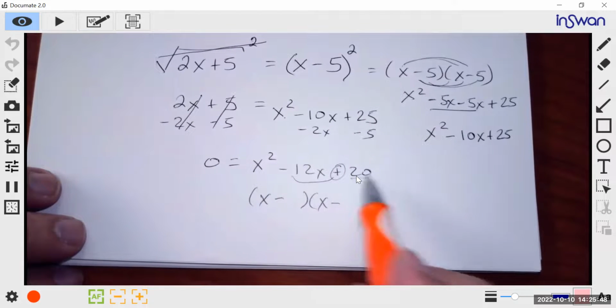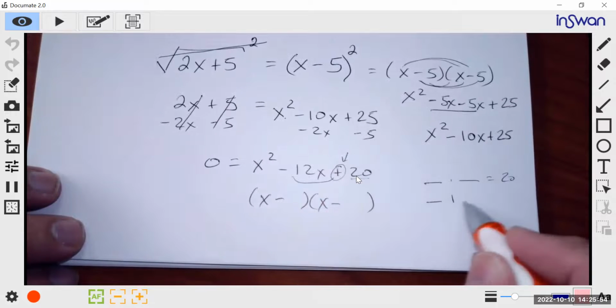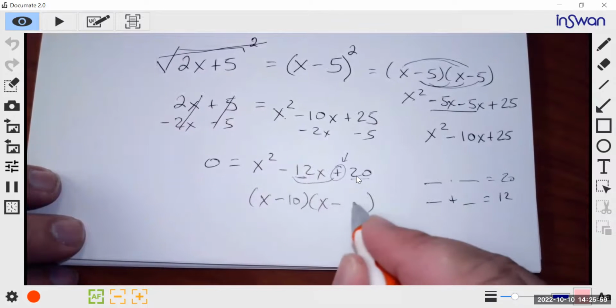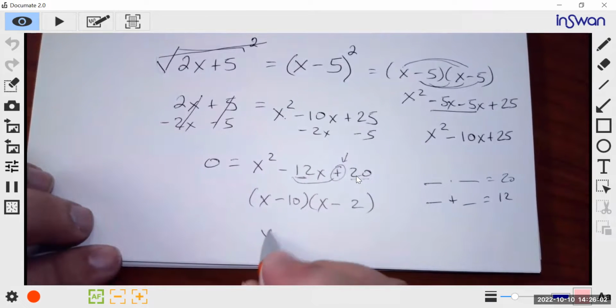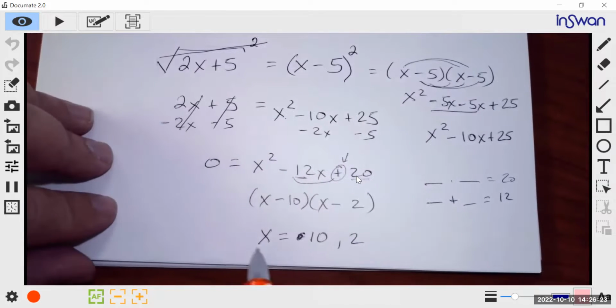What times what is 20? When you add them, because the second sign is plus, you get 12. 2 times 10. So the answers are positive 10 and 2. You guys have to review your notes. I mean, we did a lot last time. But we're not done yet. Let's check those answers.